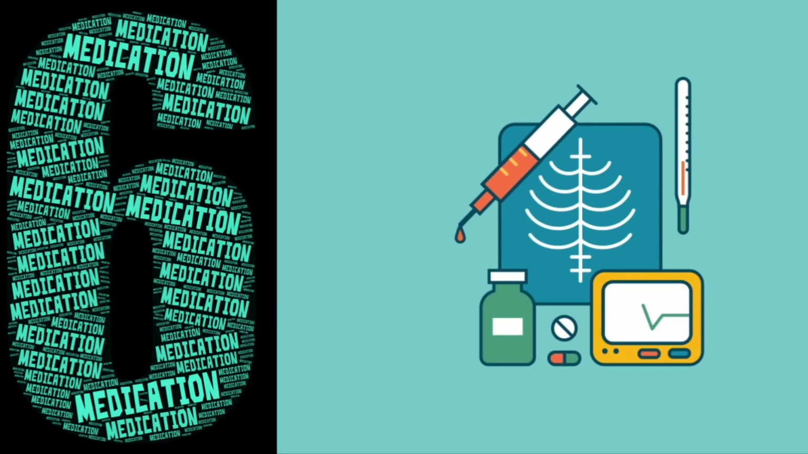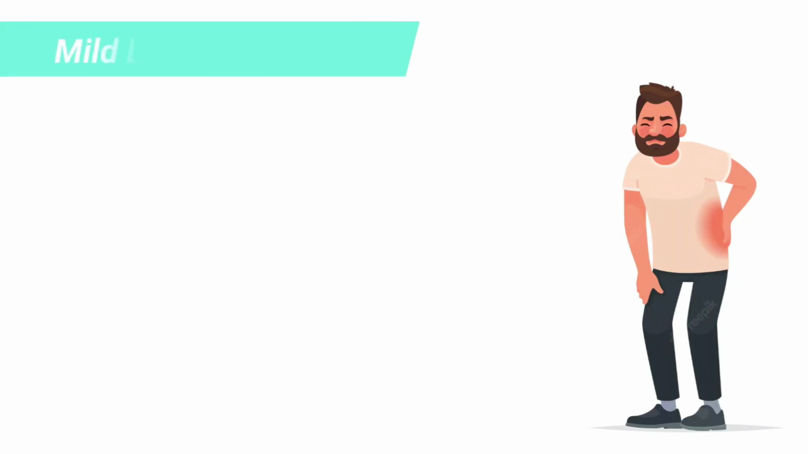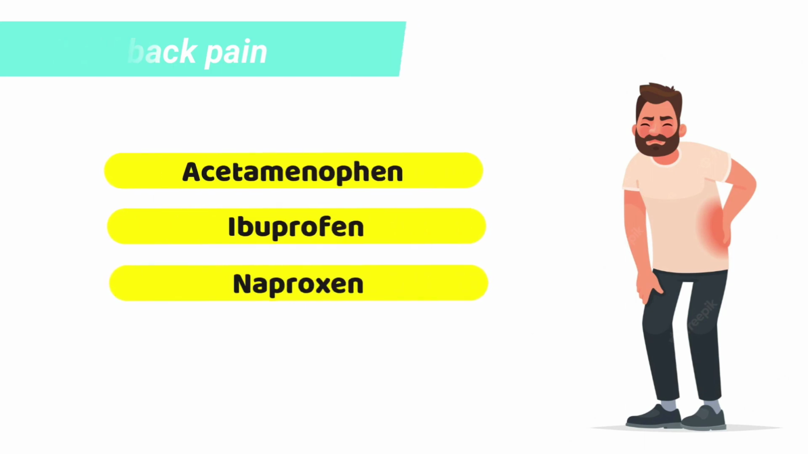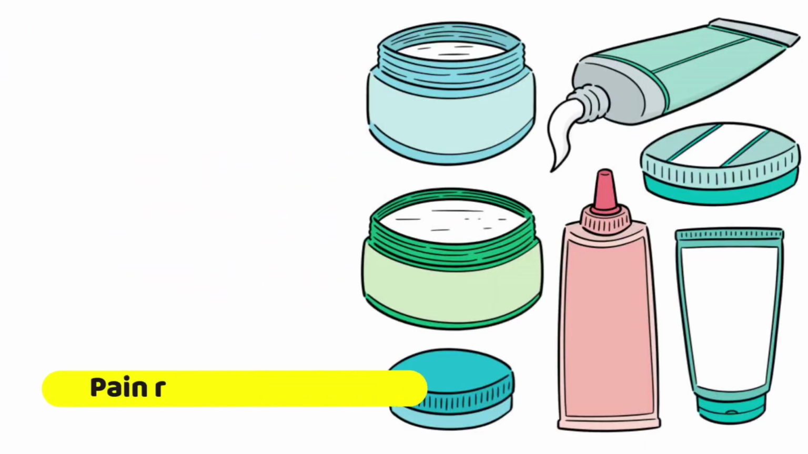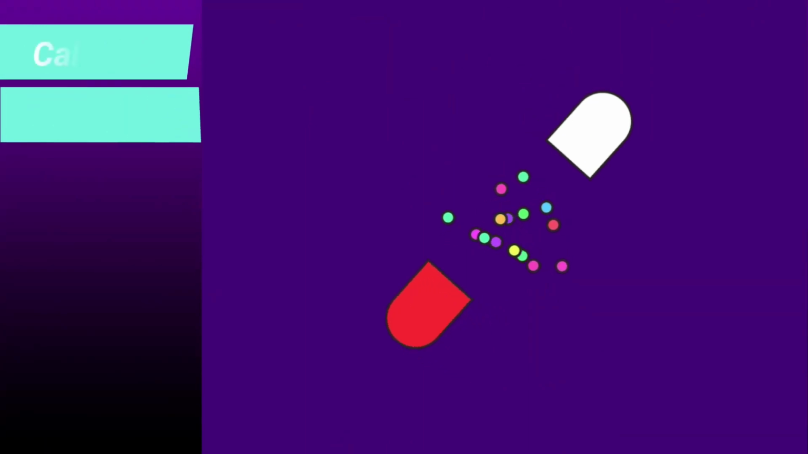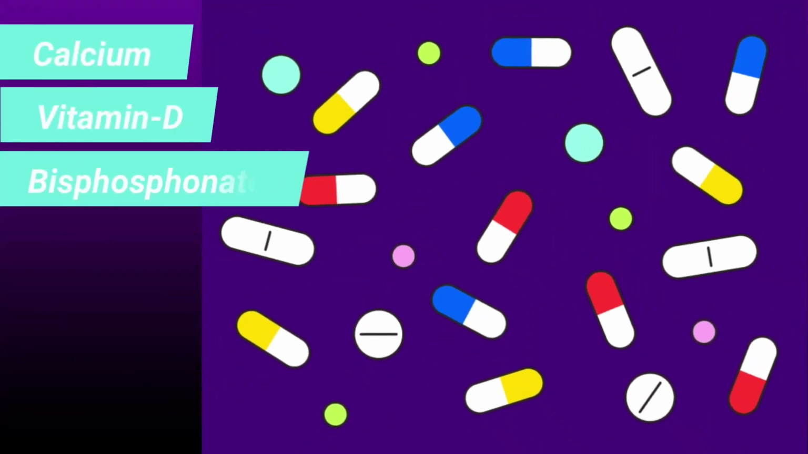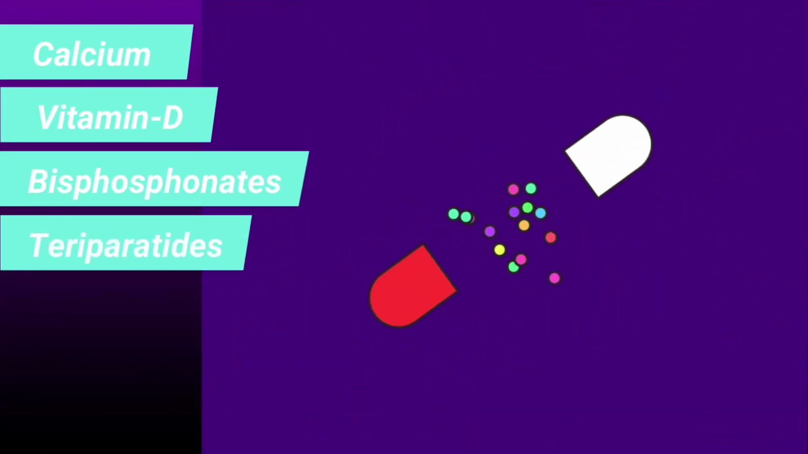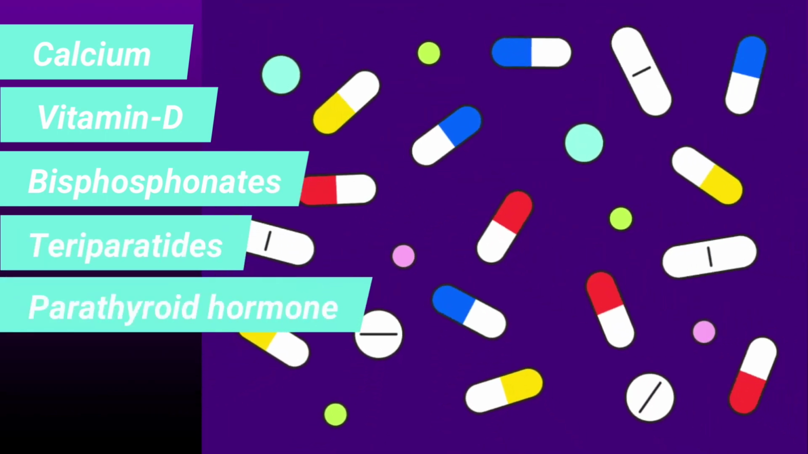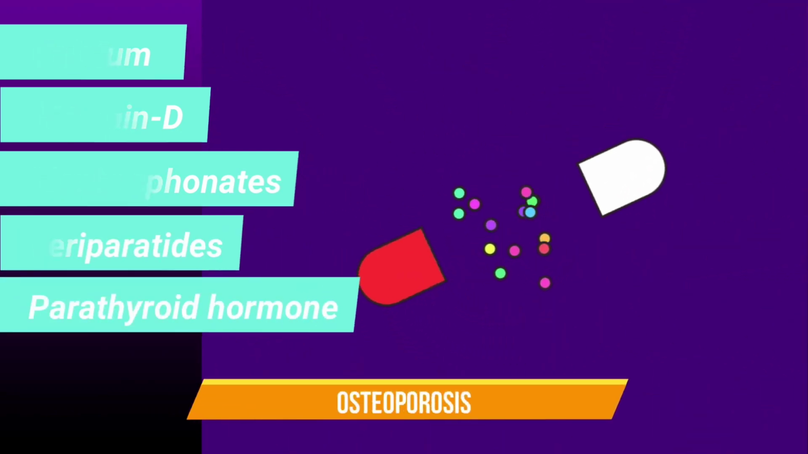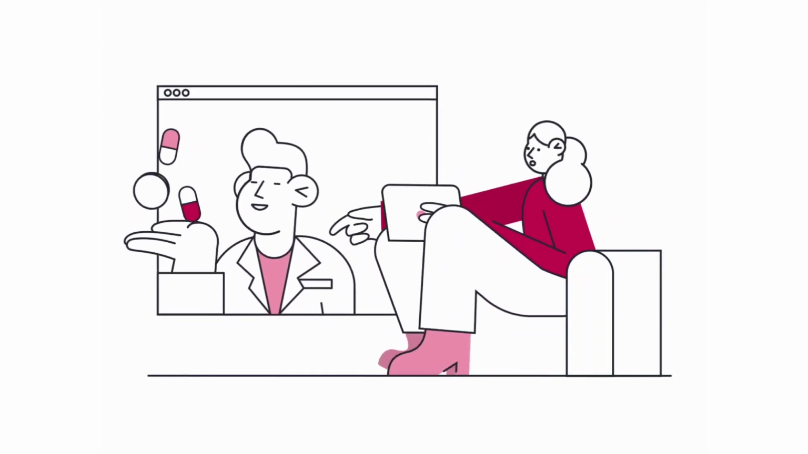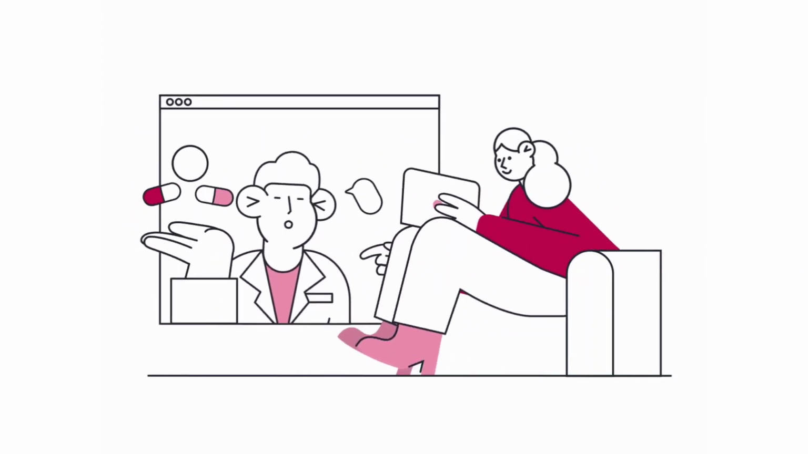Next is medications. Mild back pain often feels better with over-the-counter pain relievers like acetaminophen, ibuprofen or naproxen. You may even try pain relieving creams for your muscle aches. Other medicines like calcium, vitamin D, bisphosphonates, teriparatides and parathyroid hormones may be helpful for treating osteoporosis. So do consult your doctor before you start any medication.